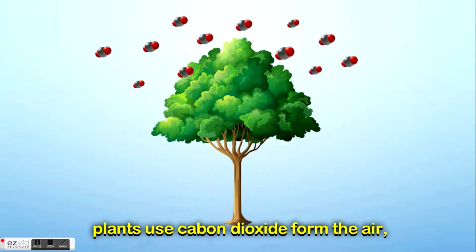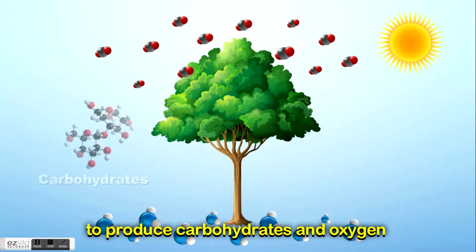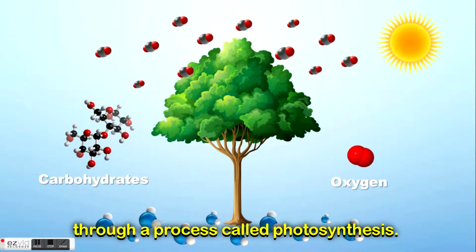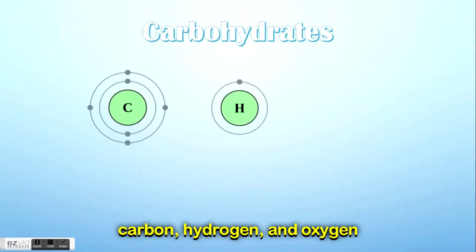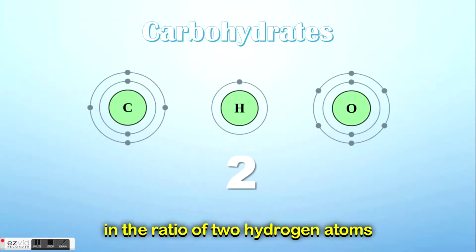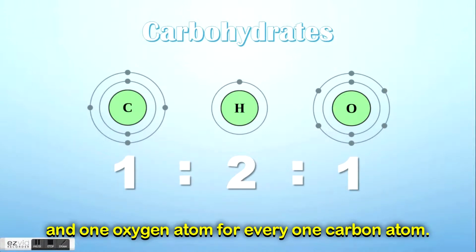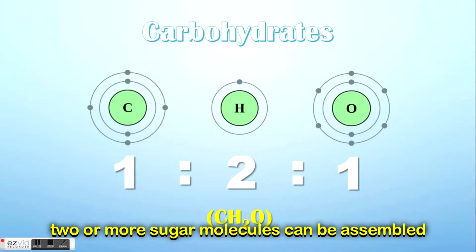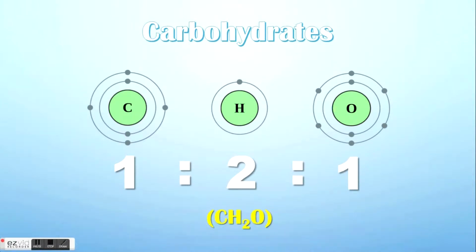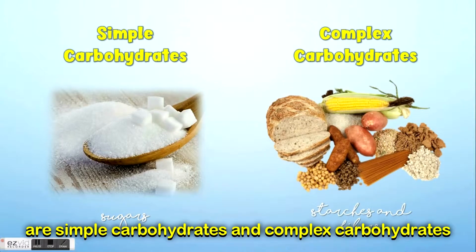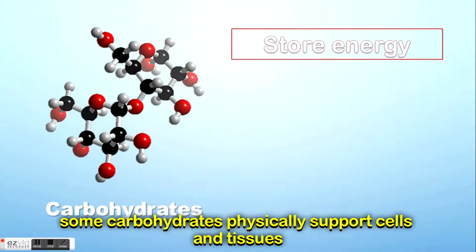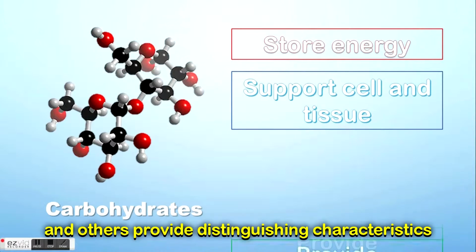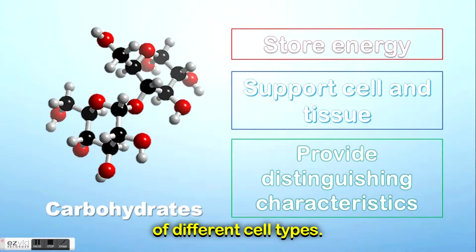Plants use carbon dioxide from the air, water from the soil, and energy from the sun to produce carbohydrates and oxygen through a process called photosynthesis. Carbohydrates are organic compounds that contain carbon, hydrogen, and oxygen in the ratio of 2 hydrogen atoms and 1 oxygen atom for every 1 carbon atom. 2 or more sugar molecules can be assembled to form increasingly complex carbohydrates. The 2 main types of carbohydrates in food are simple carbohydrates and complex carbohydrates. Carbohydrates store energy, which is released when their bonds are broken. Some carbohydrates physically support cells and tissues, and others provide distinguishing characteristics of different cell types.